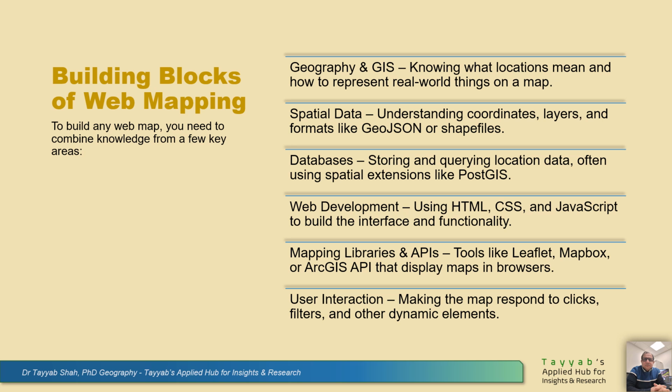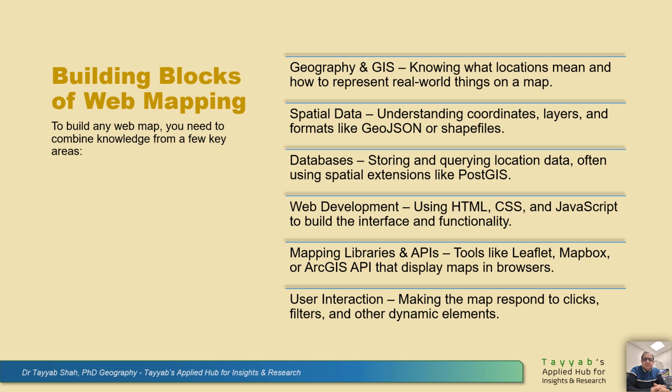So the first one is geography and GIS, knowing what locations mean and how to represent real world things on a map. That's one of the components we're going to discuss in this course. And the second one is spatial data, understanding coordinates, layers, and formats like GeoJSON or shapefiles.